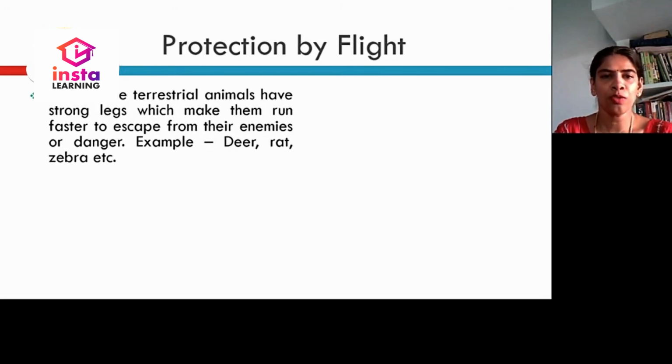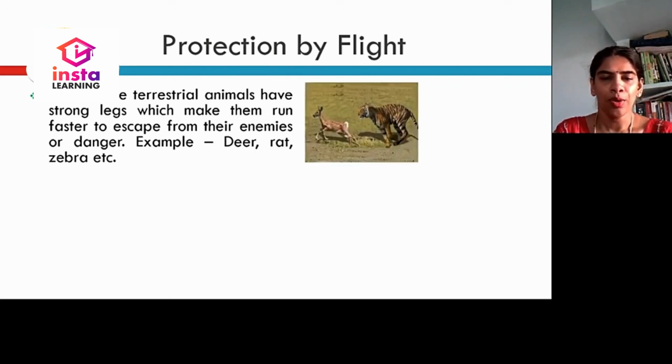Let us learn about the protection by flight. Most of the terrestrial animals have strong legs, which we have already discussed. It helps them run faster to escape from their enemies or danger. Example, deer, rat, zebra escape from the animals such as lion, tiger, leopard, etc.